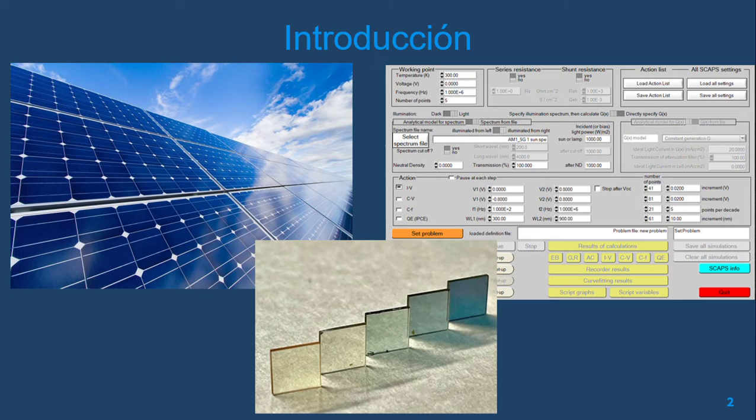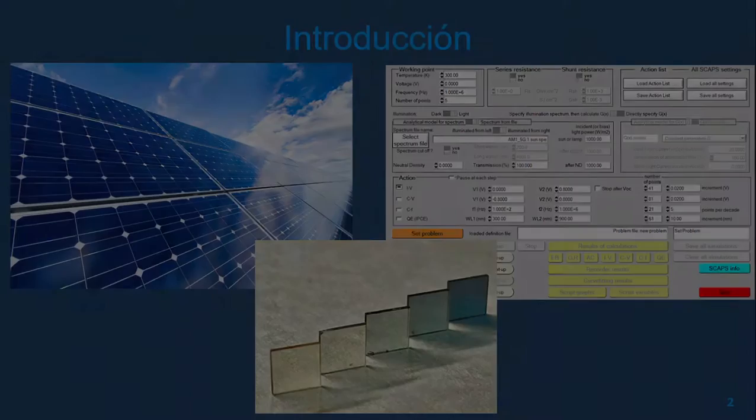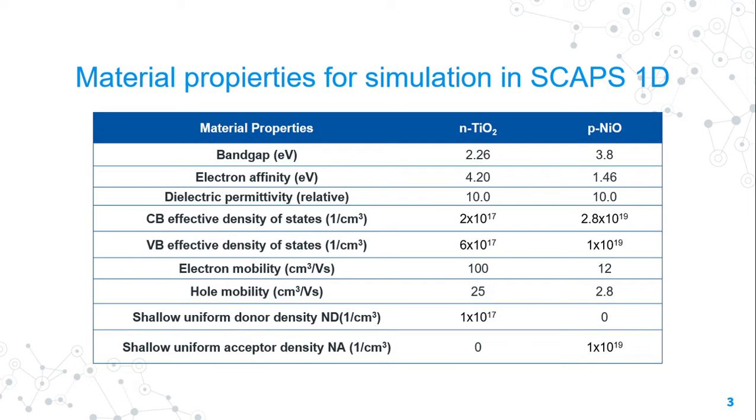For making the simulations, it's important to give some properties of the materials, as we can see here in this table, the material properties for simulation in SCAPS 1D, where we can find the band gap, the electron affinity, the dielectric permittivity, the effective density of states in the conduction band, the effective density of states in the valence band, the electron and hole mobility, as well as the shallow uniform donor density and the shallow uniform acceptor density.